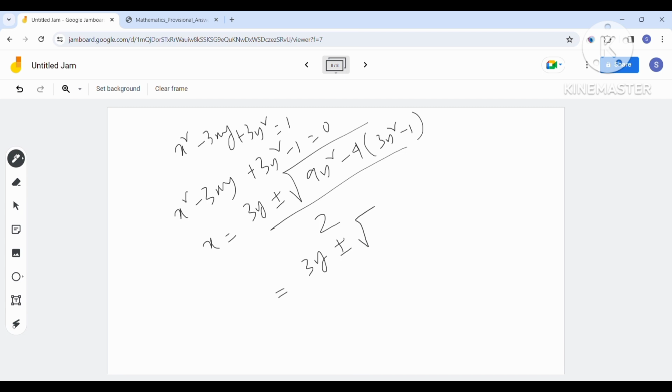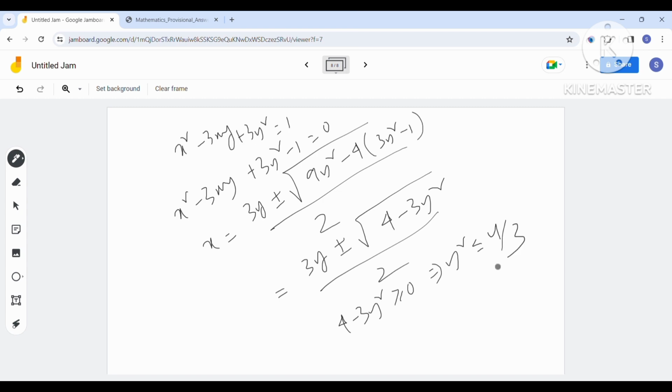So 3y plus minus the square root of 4 minus 3y square, divided by 2. Now 4 minus 3y square must be greater or equal to 0. That means y square is less than or equal to 4 by 3. That means y belongs to minus 2 by root 3 comma 2 by root 3. This set.